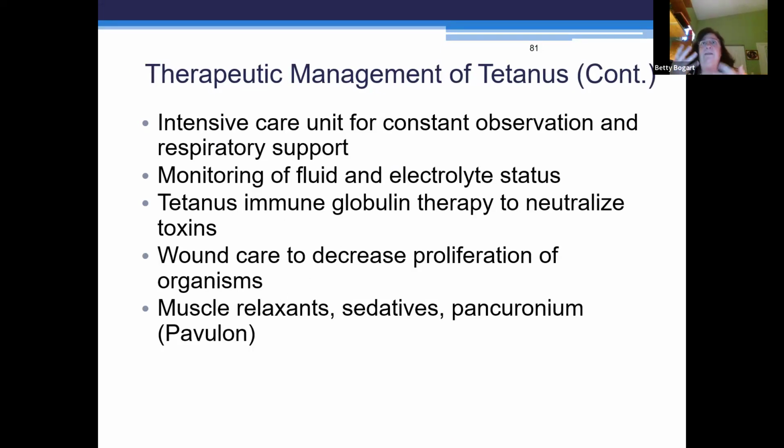So they're paralyzed, sedated, their muscles are just tight. What are we going to do? Well, wherever that wound is, we're going to clean it. Soap and water is it, maybe an antibiotic ointment, but keeping it clean, watching it. And of course, intake, output, and watching electrolytes are always there.